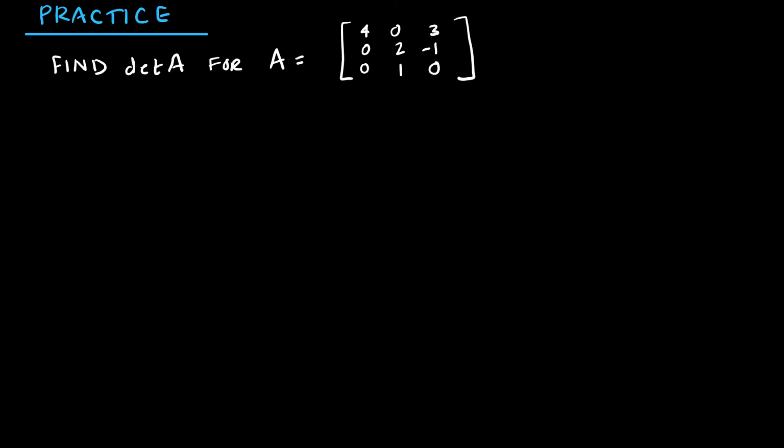Here's one for you to try. Choose any row or column that you would like and find the determinant of A. When you are ready, press play to see how you did.